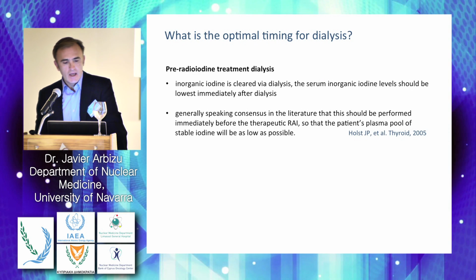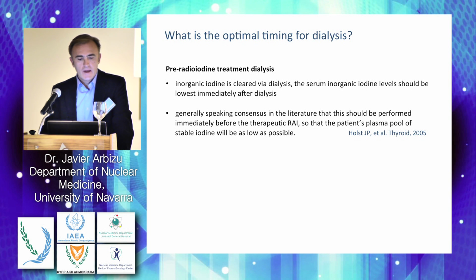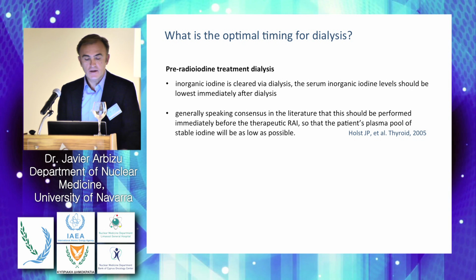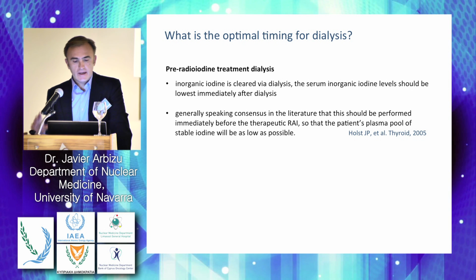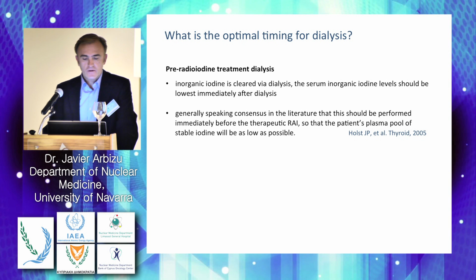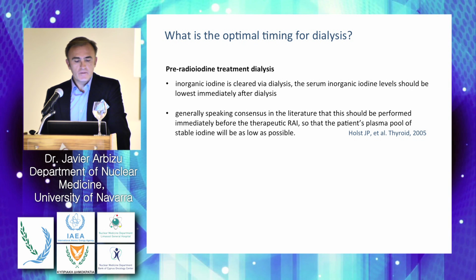So what is the optimal timing for dialysis? Pre-treatment dialysis is important because inorganic iodine, as I told you before, is cleared by dialysis. The serum inorganic iodine level should be as low as possible. In general, there is a consensus in the literature that this should be performed immediately before the treatment, so that the patient's plasma pool of stable iodine will be as low as possible.